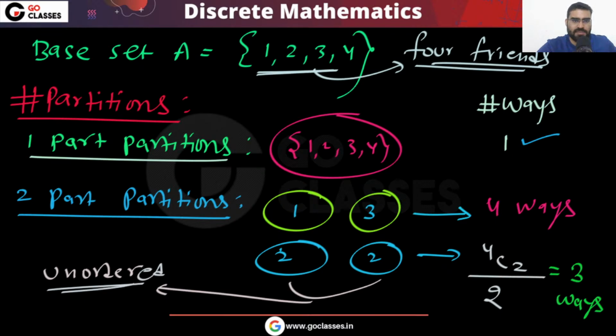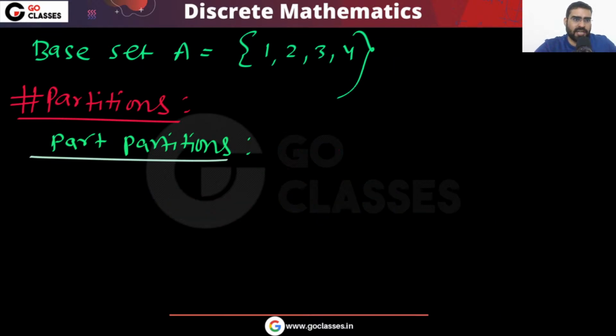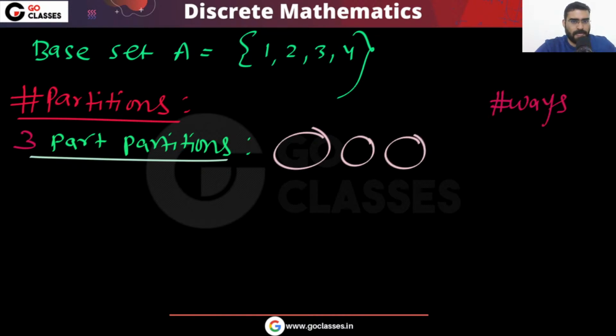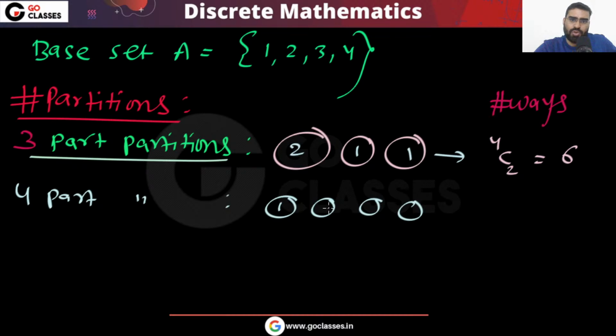What else? Now you can also create 3-part partitions. How many 3-part partitions are there? When you are creating a 3-part partition, you have to use 3 rooms. Then automatically the only possibility is 2, 1, 1. So here the answer will be 4C2, which 2 friends are together, so that will be 6. Then finally the 4-part partition. That will be only 1, only one way.